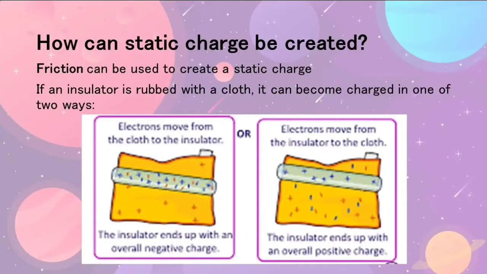And we continue: how can static charge be created? That is friction. Friction can be used to create a static charge. If an insulator is rubbed with a cloth, it can become charged in one of two ways. Number 1, electrons move from the cloth to the insulator, and the insulator ends up with an overall negative charge, or electrons move from the insulator to the cloth, and the insulator ends up with an overall positive charge.